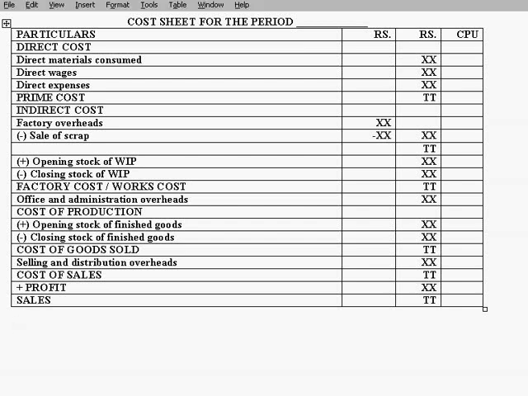In cost sheet we don't take financial expenses like interest paid, whether it is on loan or bank overdraft or debentures. No, interest paid is not taken, it's a financial expense. We also don't take non-operating expenses. Non-operating expenses are those expenses which are not normal day-to-day business expenses. If it is not an expense of conducting normal day-to-day business, then we don't take it.